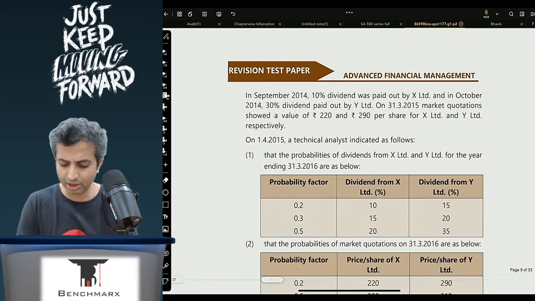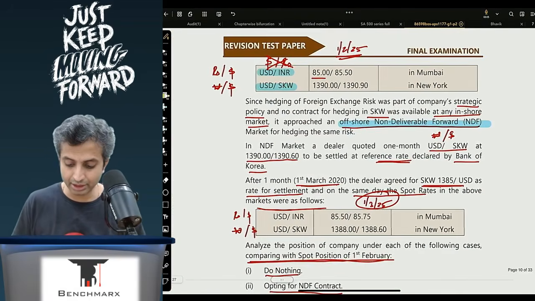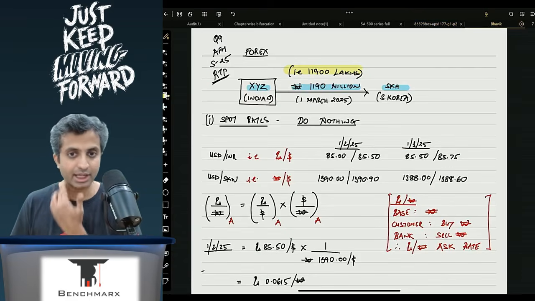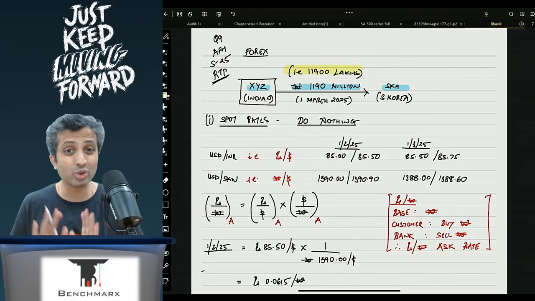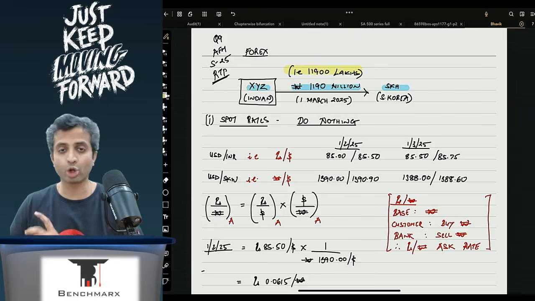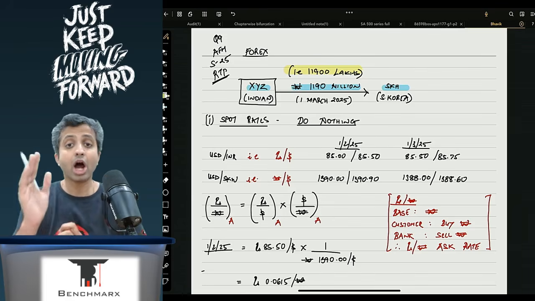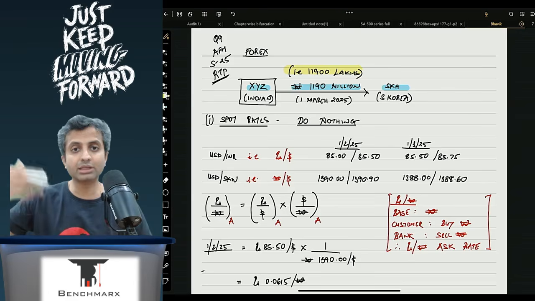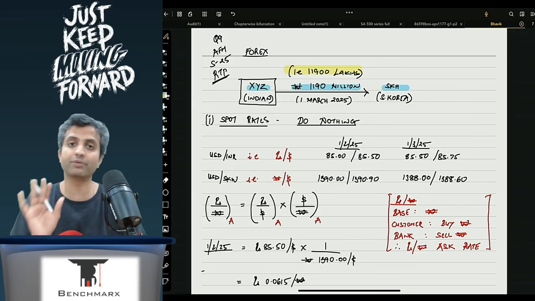So over here, let me just run you through the solution which is there. Now we have been told to compare the gain or loss if you do nothing and the gain or loss if you were to take a non-deliverable forward. So let us first focus on part 1 where we do nothing. If you do nothing, then the transaction will settle at the spot rate on 1st of March.